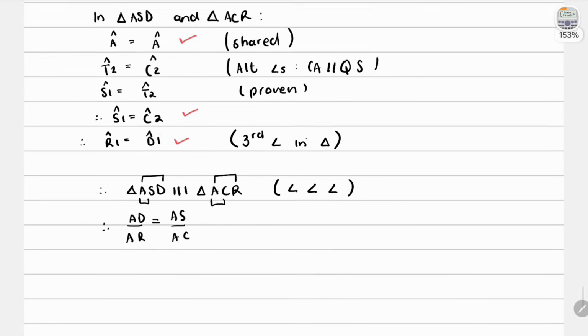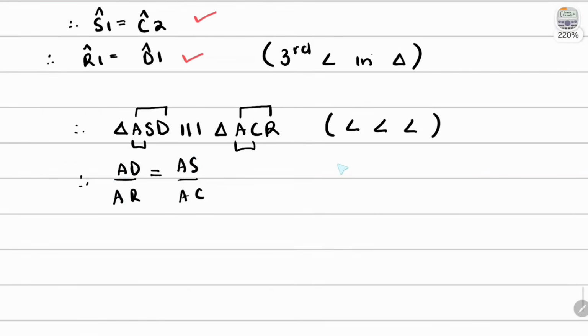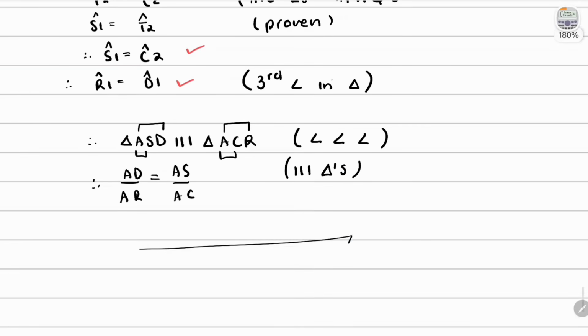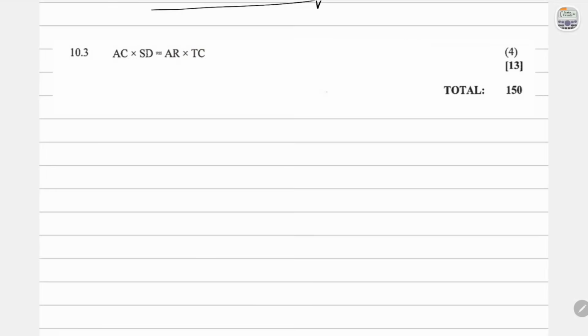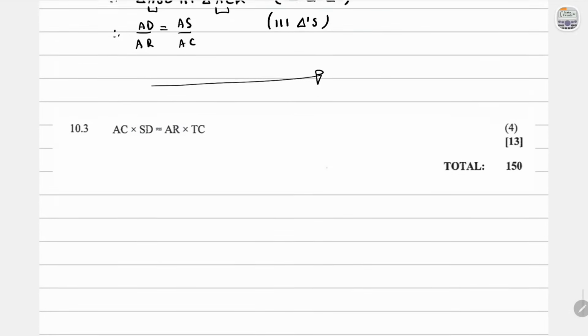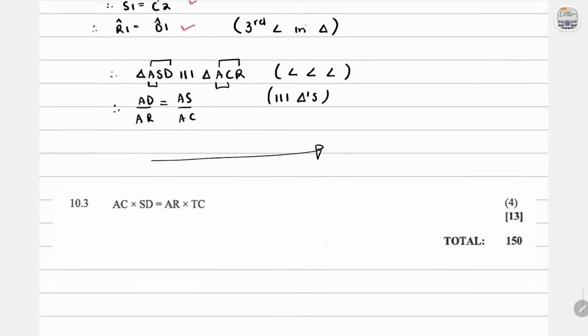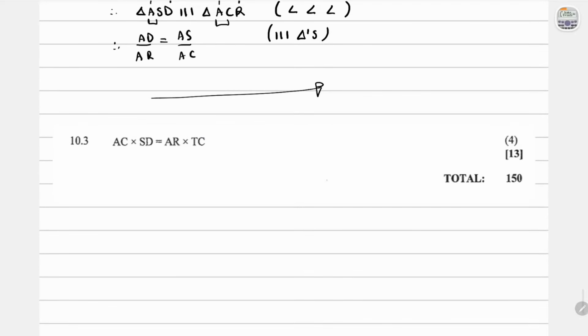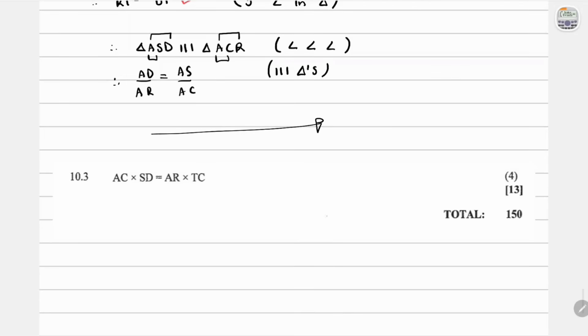So we've proven that. And we can conclude this because we had similar triangles. And that is our answer. That is how we prove this. Question 10.3 says, we need to prove that AC times SD equals AR times TC. Now, with these questions, what they have over here usually has to do with the previous question. But let's go ahead and see the lines they're referring to.